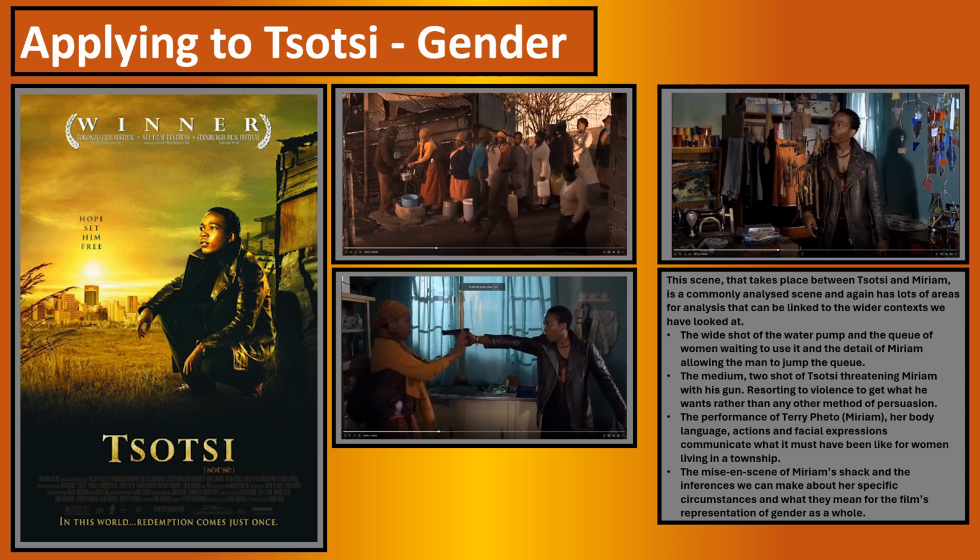And the mise-en-scène in this scene is really interesting as well, because it makes inferences about her specific circumstances and what they mean for the film's representation of gender as a whole. Miriam represents hope for the future of black South Africans, that post-apartheid they can make something of their lives. Her apartment is colourful, clean, tidy, a cosy space where she's raising her young child. And we compare that to Tsotsi's shack in the opening scene, and we see the difference in the legacy of apartheid and how it has impacted him. He's living in absolute poverty with no electricity, and he feels he is forced to turn to a life of crime in order to survive.